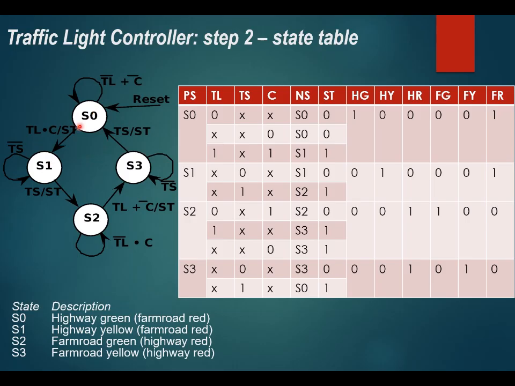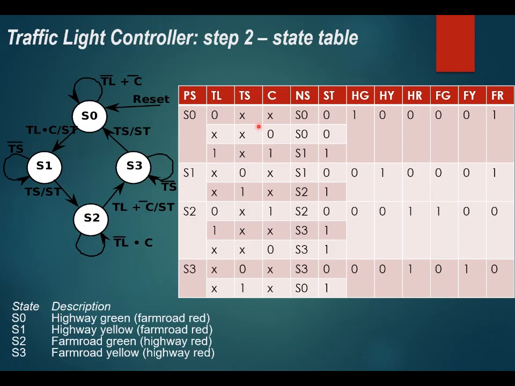The transition only happens when TL equal to 1 at the same time C equal to 1, as shown here. And then we don't care about the S because short interval is for yellow light. Then you fill out the next state is S1, and ST, the start timer signal, is on, and the light actually depends on the state only.